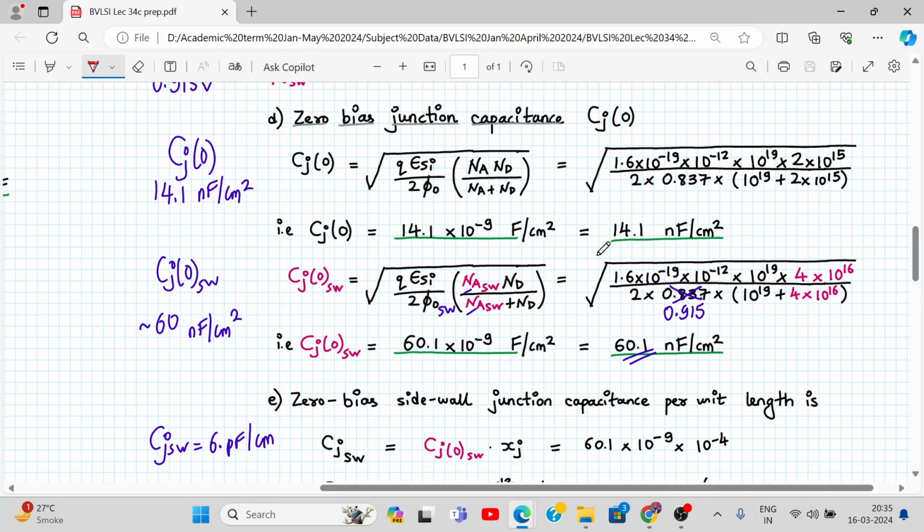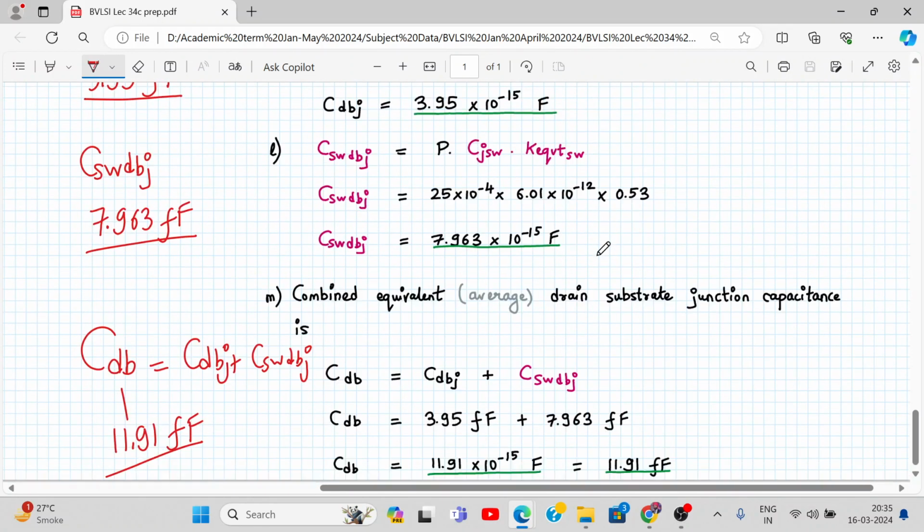Alright, so that's it for this lecture. So we have completed your topic of MOSFET capacitance. Next time we'll start with scaling. Okay, so that's all for today.